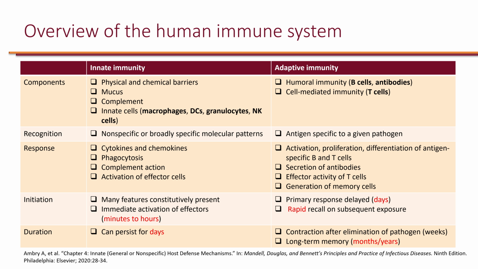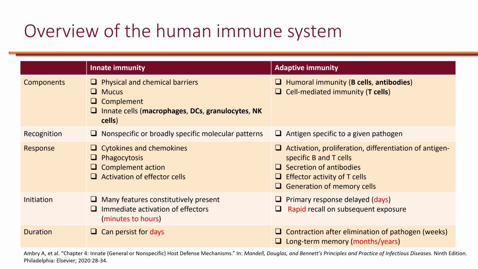That's where adaptive immunity comes in. So the components of adaptive immunity include humoral immunity, such as B lymphocyte cells and antibodies, as well as cell-mediated immunity, such as T lymphocytes or T cells. So adaptive immunity is antigen specific to a given pathogen. So it's not very broad, it's very specific to specific infectious diseases.